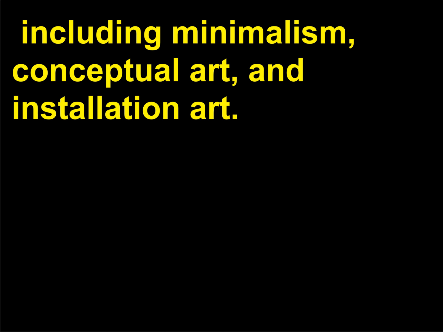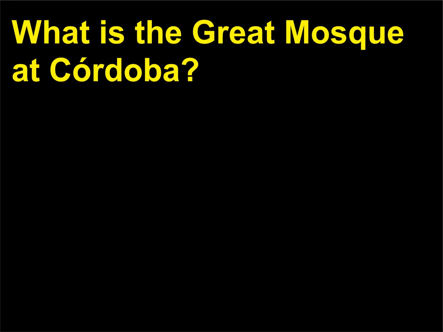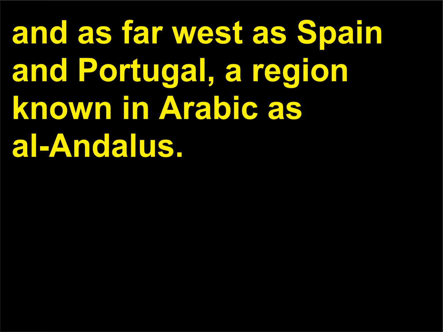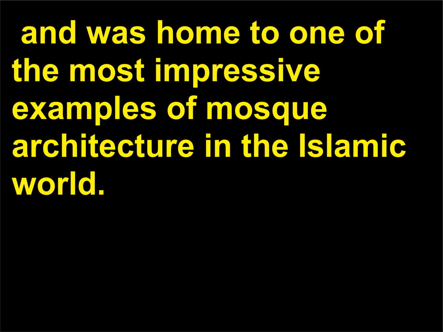What is the Great Mosque at Córdoba? During the 8th century, the Umayyad Caliphate reached as far east as India, and as far west as Spain and Portugal, a region known in Arabic as Al-Andalus. The city of Córdoba was the capital of Al-Andalus, and was home to one of the most impressive examples of mosque architecture in the Islamic world.